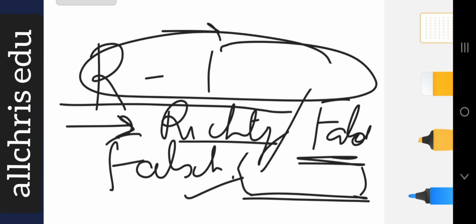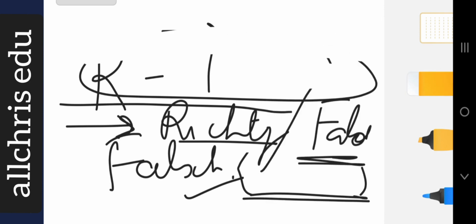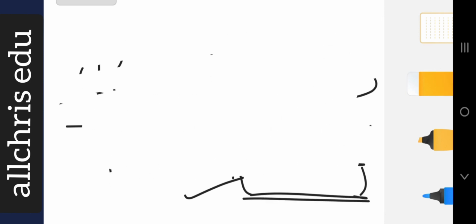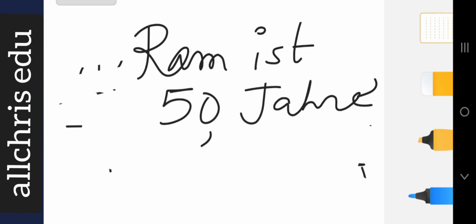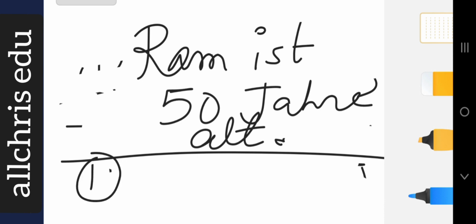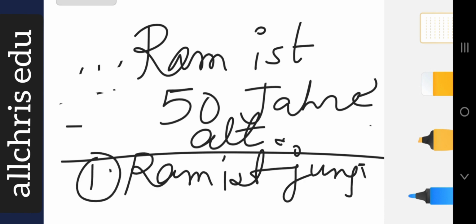which says something contradictory to the statement. For example, in the passage it is written, Ram ist 50 Jahre alt. In the question they said, Ram ist jung, so he is young. Now this statement, according to the passage, is false. So we will write falsch.